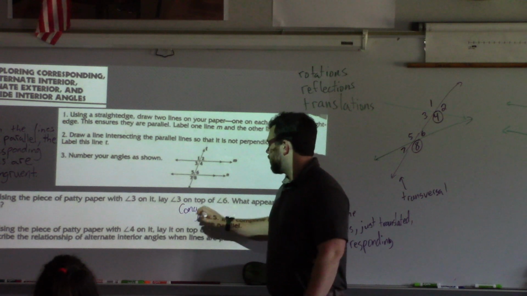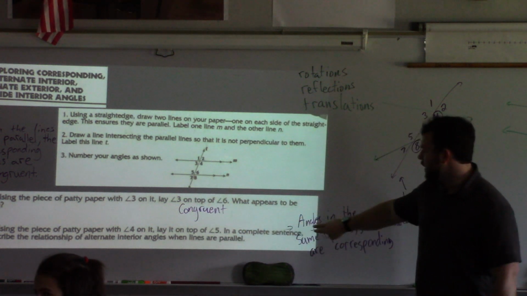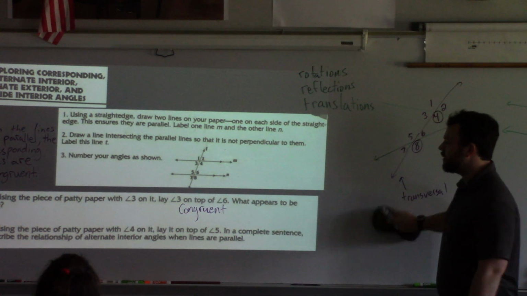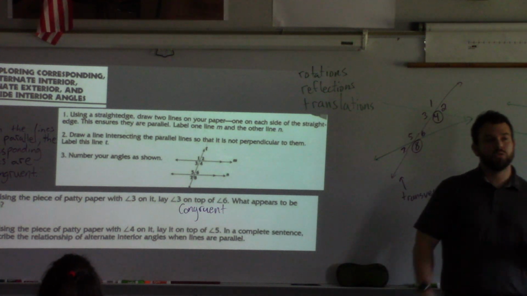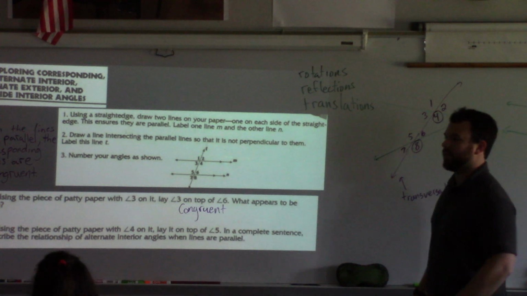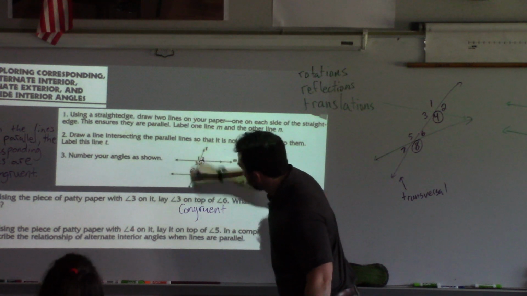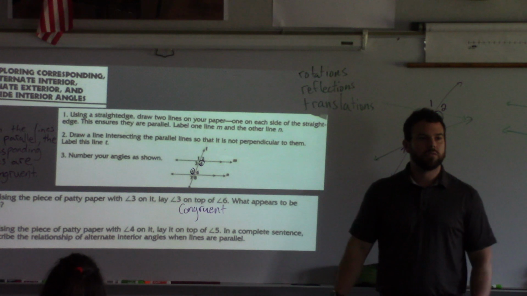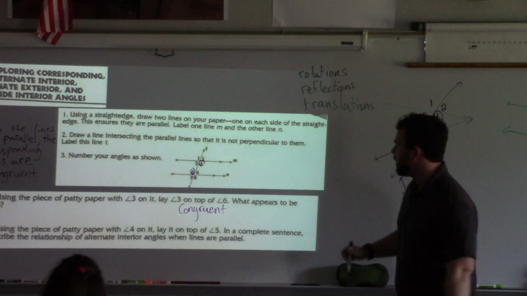What number are you on now? On 8 and 9, okay? So, what we see here, in a complete sentence, describe the relationship of alternate interior angles. I need you to write this down to understand what we mean by alternate interior. So, look at angle 4 and angle 5. Why do you think we might call them interior angles? They're on the inside of the what? Parallel lines. Okay?